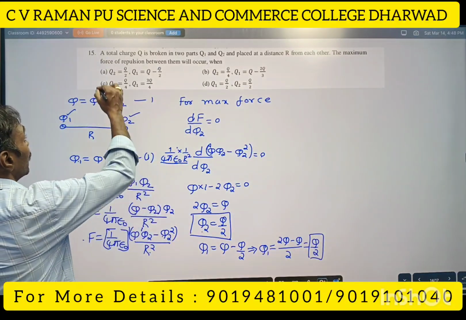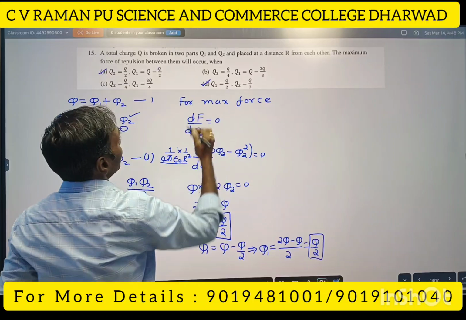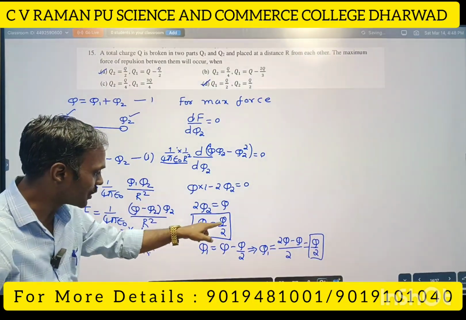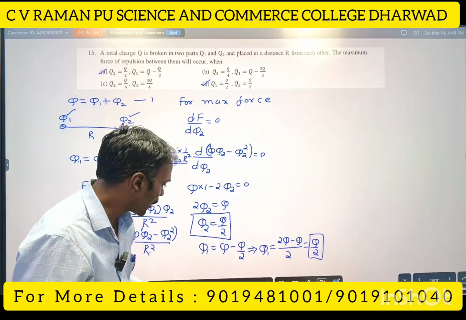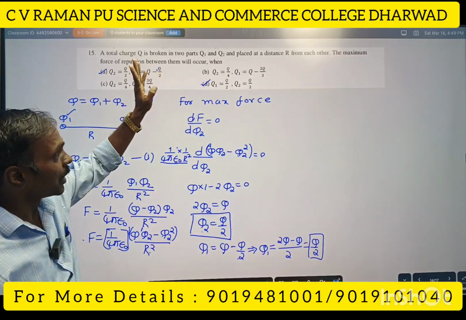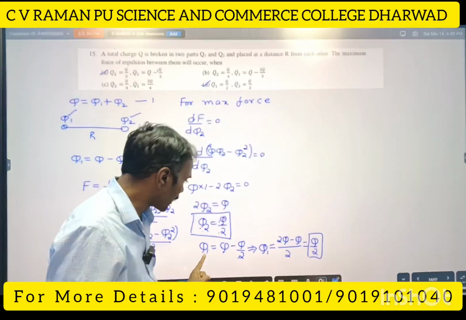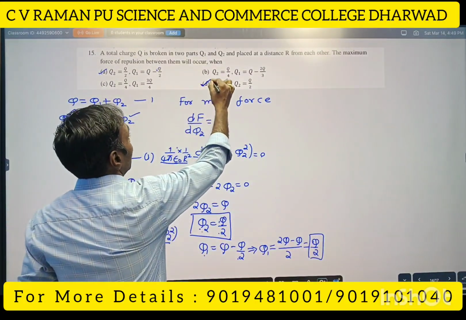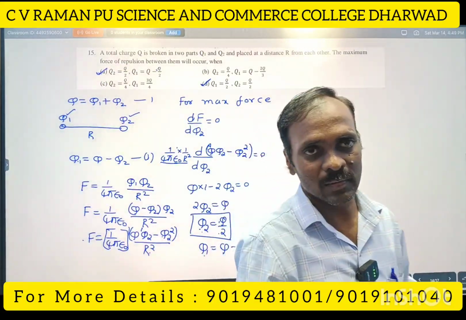Now here we have two options which are correct. Option A is correct, because we got Q2 is equal to Q by 2, and we got Q1 is equal to Q minus Q by 2, and also we got Q2 is equal to Q by 2 and Q1 is equal to Q by 2. So option D as well as option A are the correct answers.